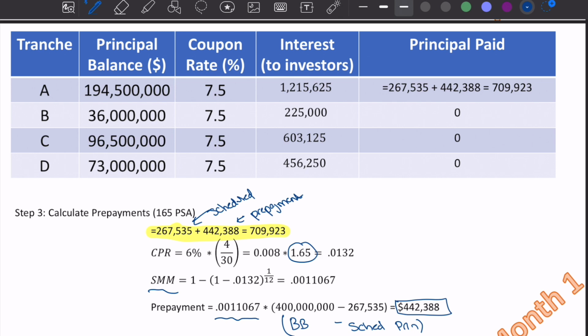It all goes towards Tranche A. So Tranche A, right, that is a sequential CMO. So Tranche A has to be paid down fully before B, C, or D will even start to receive their principal payments. So this full $709,923 is going to go towards paying down the $194,500,000.